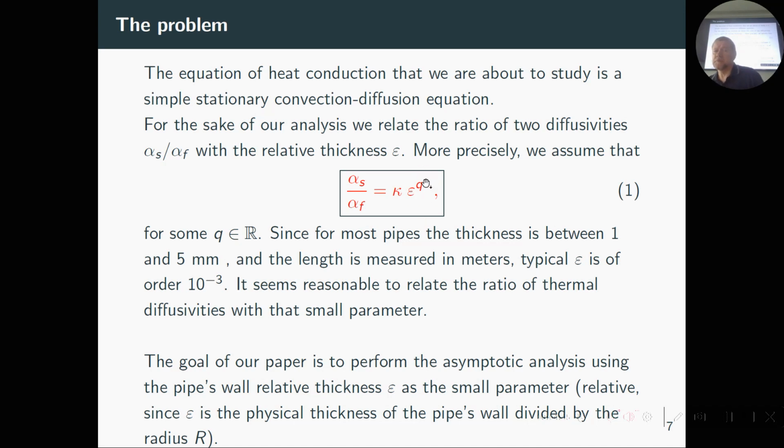Now, the exponent Q here determines what kind of pipe we are talking about. If Q is large, meaning that this ratio is small, because epsilon is a small parameter. And if Q is, for example, negative, it means that this number is large. Now, depending on this ratio, we propose several different models for modeling this particular situation.